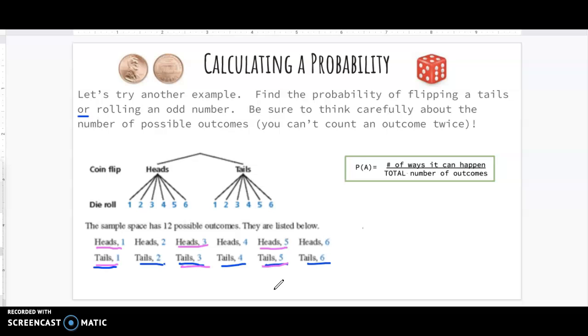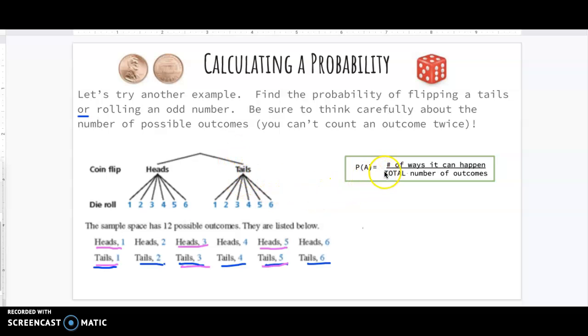Okay, but there's this interesting thing happening that hopefully you see right here, where if we flip a tails and roll the number 1, we flip a tails and roll the number 3, we flip a tails and roll the number 5, we would essentially be double counting if I have a 12 out of 12 probability of flipping a tails or rolling an odd number. And we can see that it's not a perfect probability of that happening. There's a heads with a 2, a heads with a 4, and a heads with a 6. And those are all outcomes that we wouldn't be getting under this circumstance. So we want to be careful not to double count.